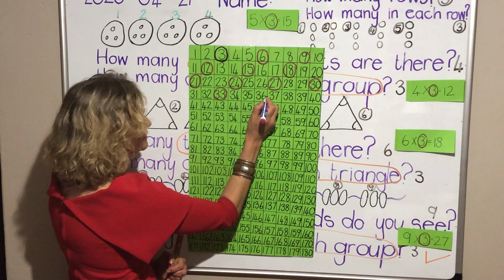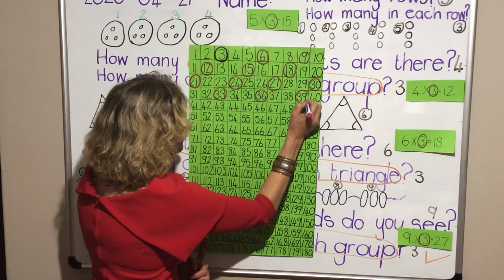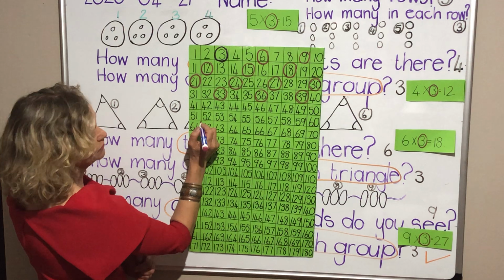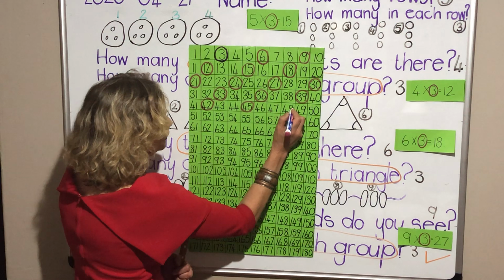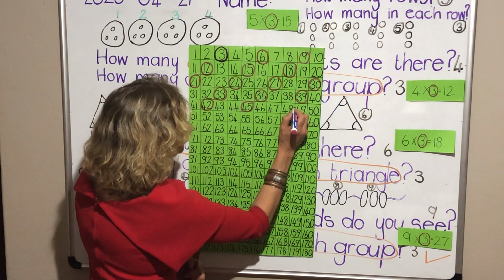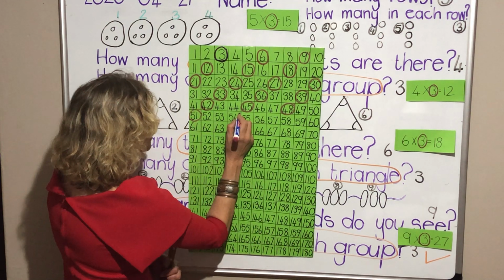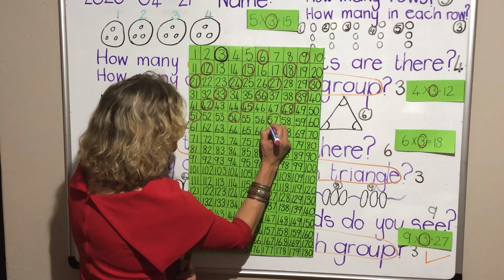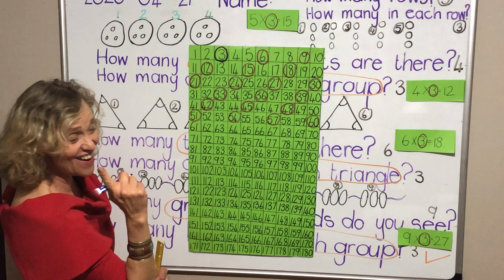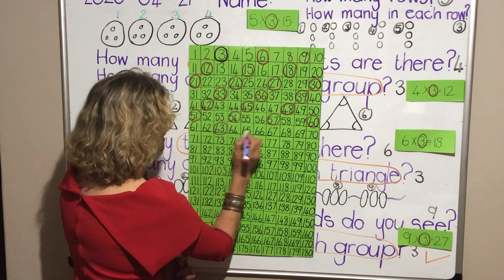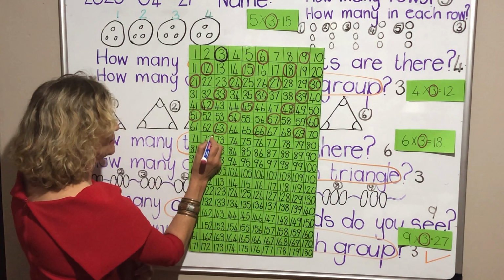33. I'm going a bit faster. 36. Remember the patterns. The patterns in our skip counting that you saw on the previous video. 42, 45, and 48. 51, 54, 57, 60. We're going to go on. 63, 66, 69. Look where you're counting.